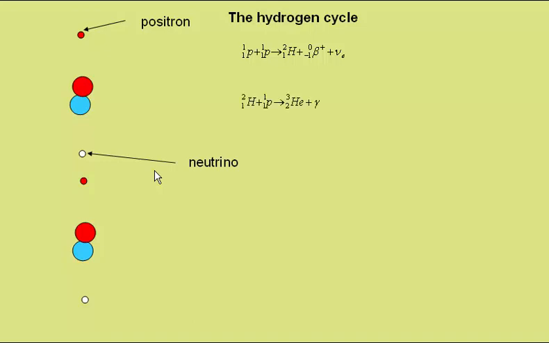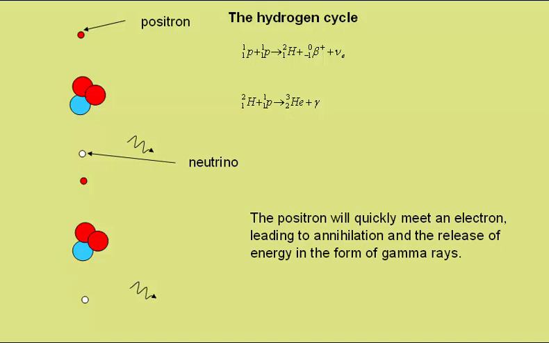What can then happen is another proton comes along, forming helium. This then releases a gamma ray. Again, if we look just at the top one, here's the proton, which comes along, joining up here to form helium-3, and the gamma ray is emitted. The positron will quickly meet an electron, leading to annihilation. This will release more energy in the form of gamma rays.